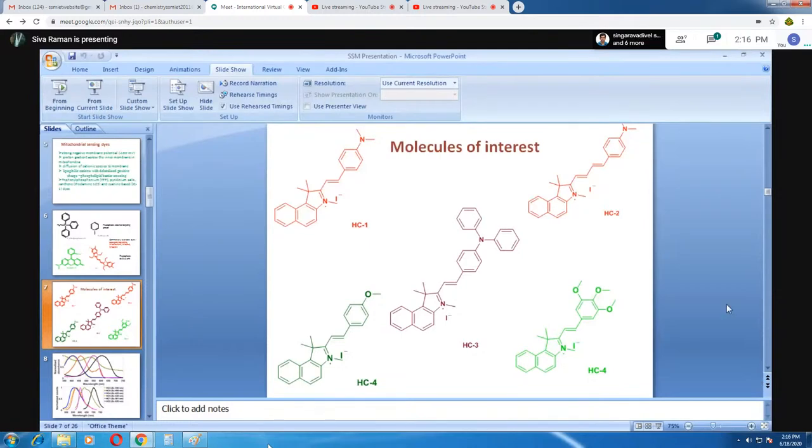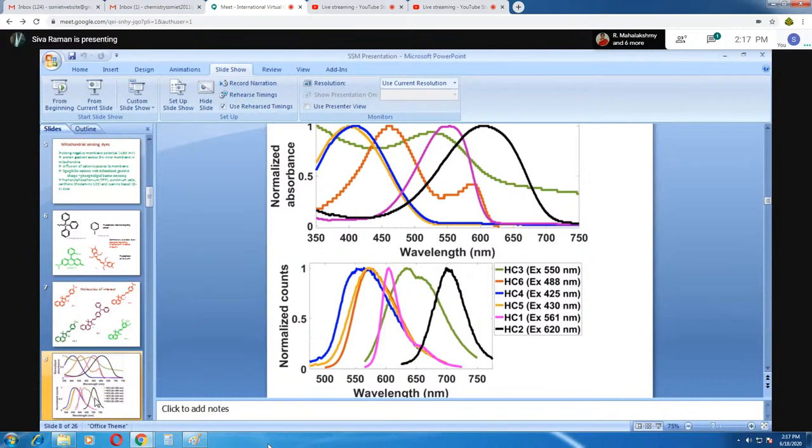After synthesizing all the molecules, here I have given five, but we synthesized several molecules. After carrying out the spectroanalytical characterizations, we next moved to UV-visible as well as fluorescence spectroscopy. Okay, here. HC2 is the N,N-dimethylcinnamaldehyde-derived compound, which shows fluorescence emission around 700 nanometer.